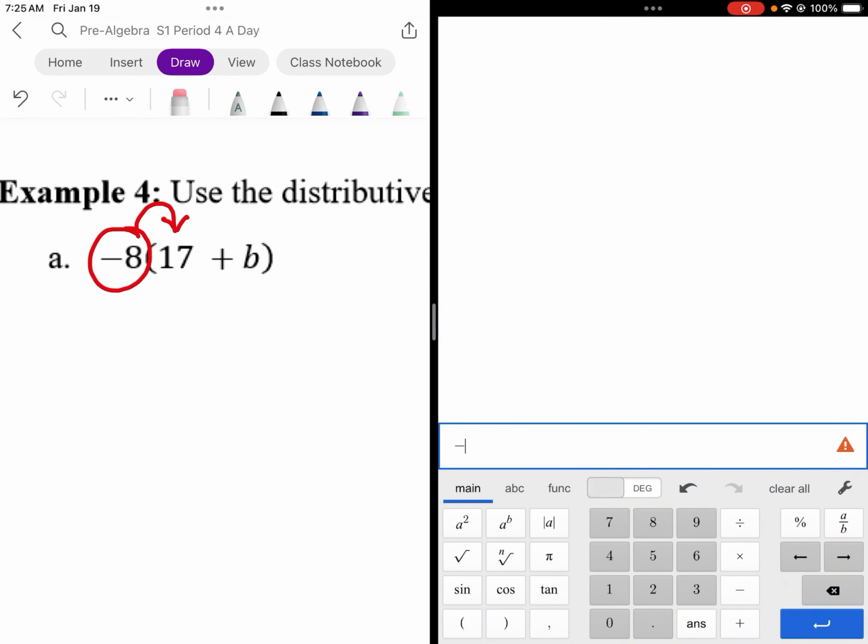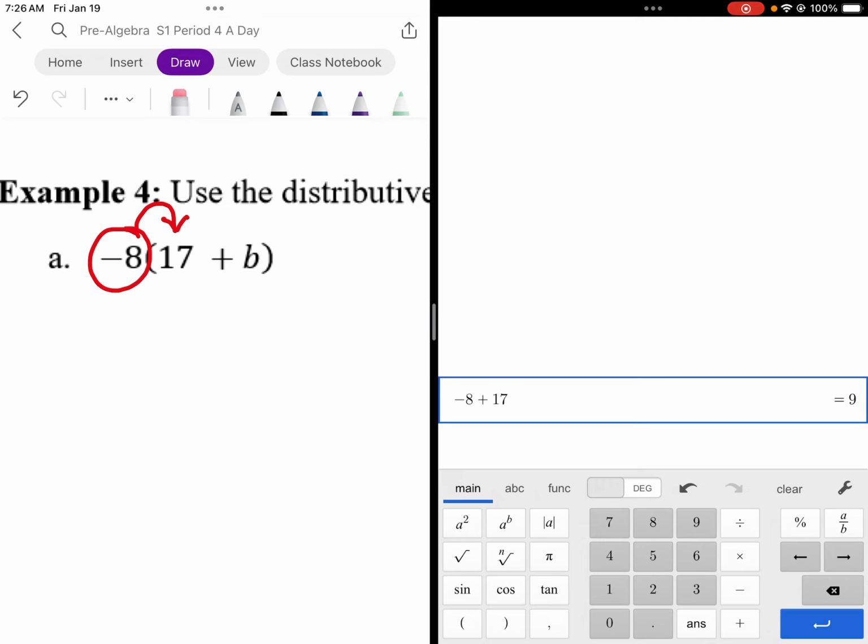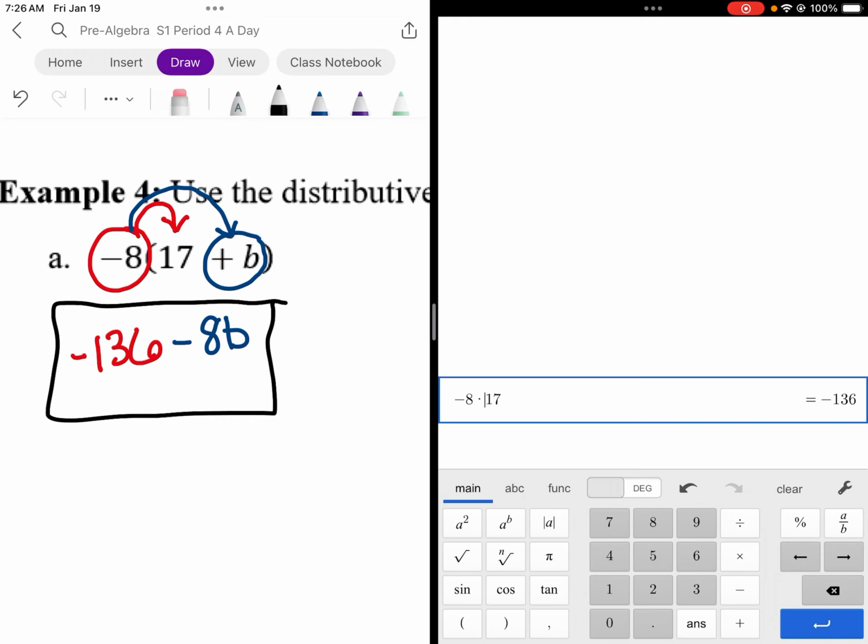The important thing is that when you're using a calculator, you still have to show your steps. So we would draw that arrow. Oh, I put plus instead of times. So negative 8 times a positive 17 is going to be negative 136. Then we're going to take that same negative 8 and multiply it by a positive b. A negative times a positive is negative. And when you take a number times a letter or a variable, you just put them right next to each other. So negative 8b. And that is our final answer.